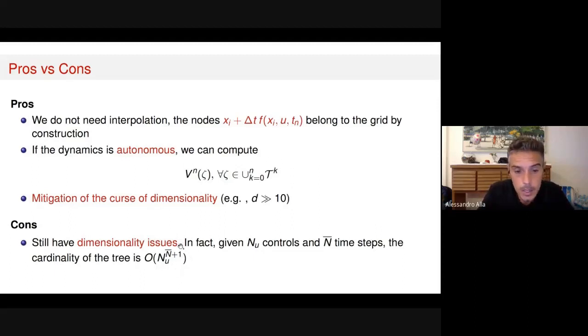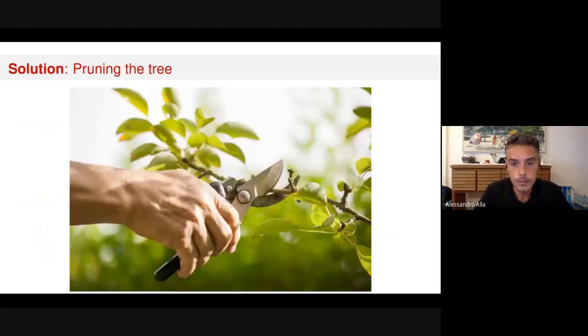But this is, let's say, without a dimension. So that does not depend on the dimension of the problem, so the dimension of the differential equation. So what can we do? So we have a tree. If there are too many branches, we can cut the tree.